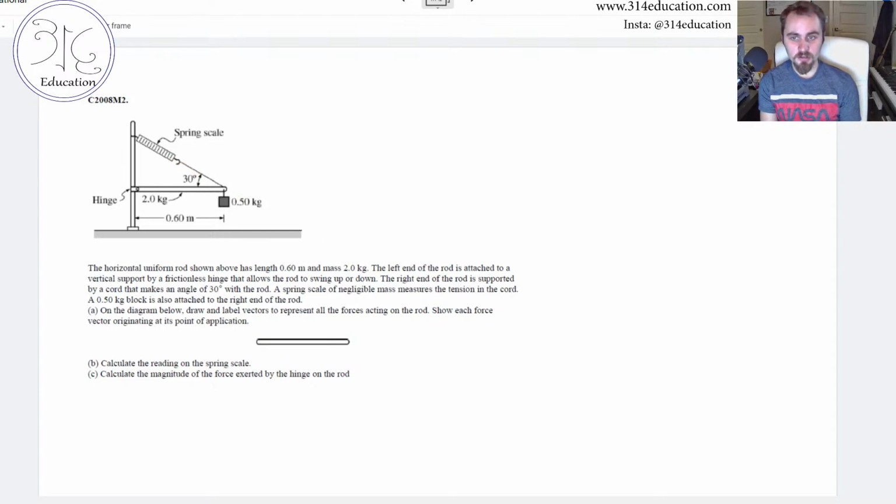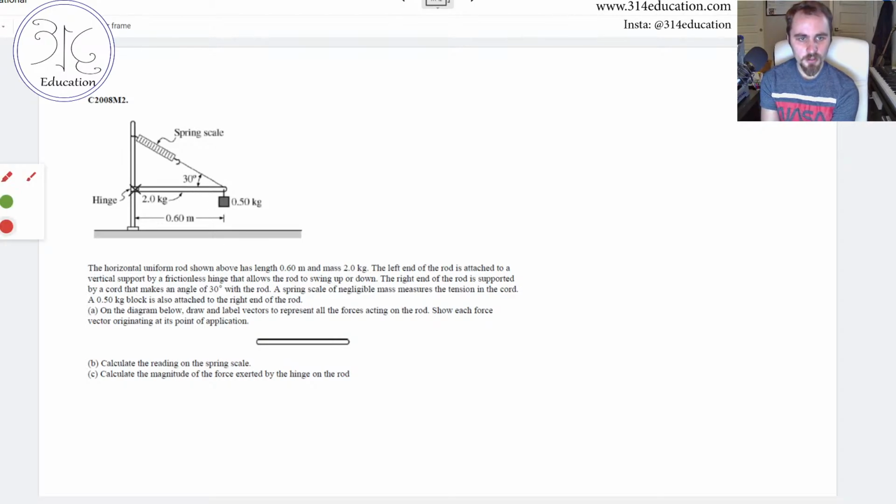The spring scale has negligible mass, but this measures the tension in the cord. We also are hanging a 0.5 kilogram block on the end. So we're rotating. This is our fulcrum. This is where we're rotating around, and we're inducing torques downwards, so in the clockwise direction, and then upwards in the counterclockwise direction with the spring.